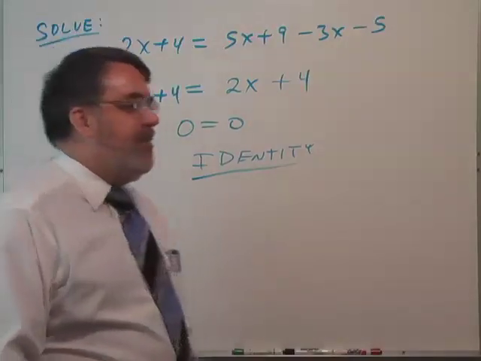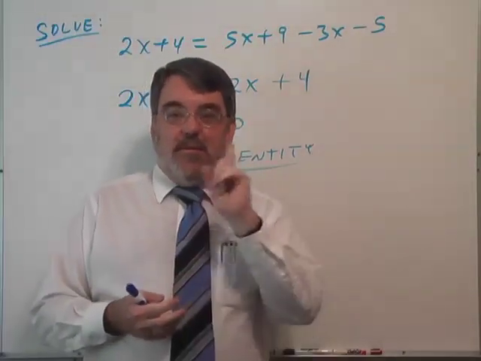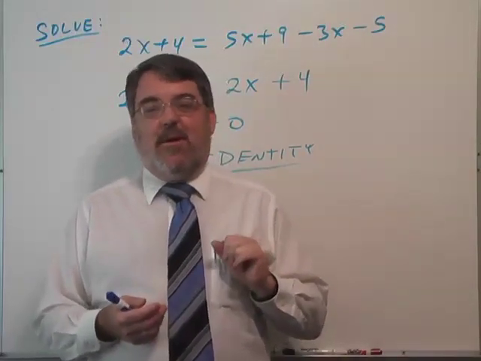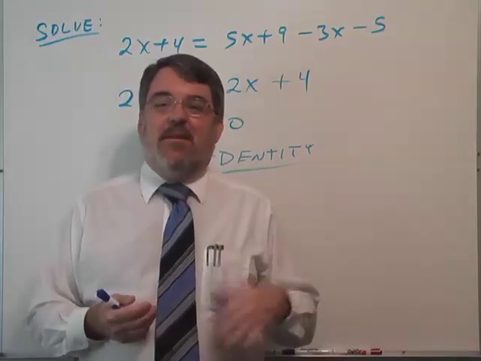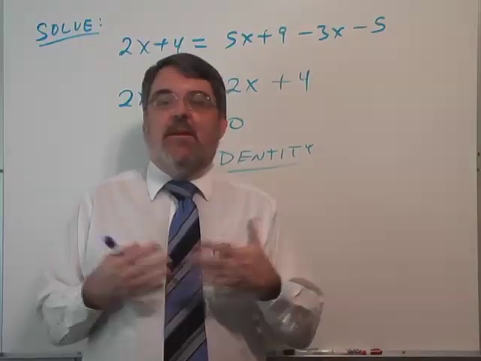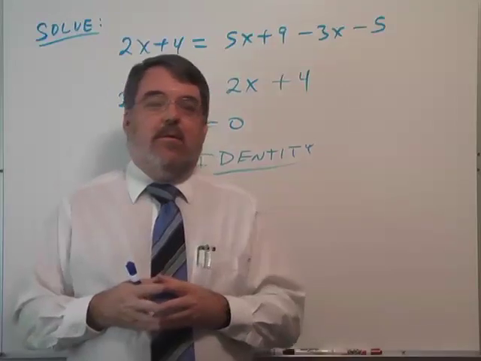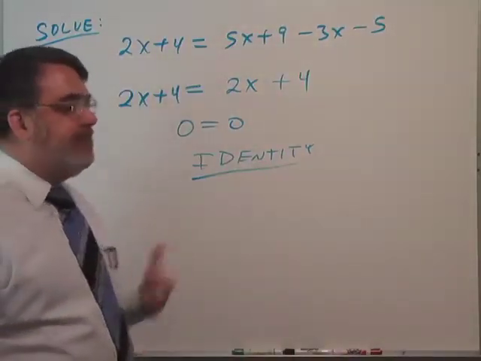So anyway, let's recap. Linear equations almost always have one answer. Once in a while you'll run into an oddball that has no answers. That's impossible. And then once in a great while you'll run into one with, like this, an identity, which is true for every value of x. So my conclusion here is identity. And there you have it.